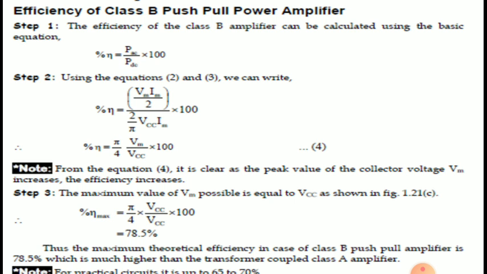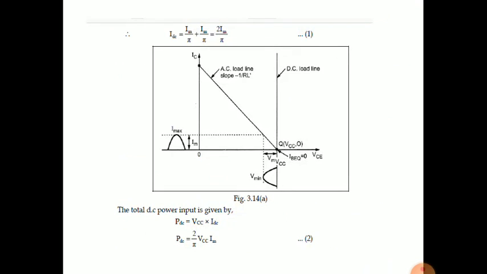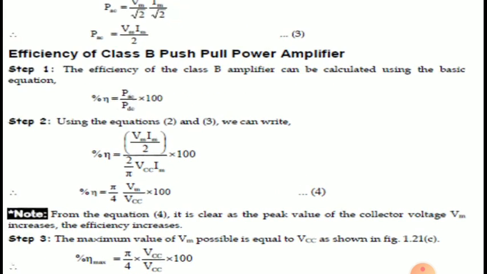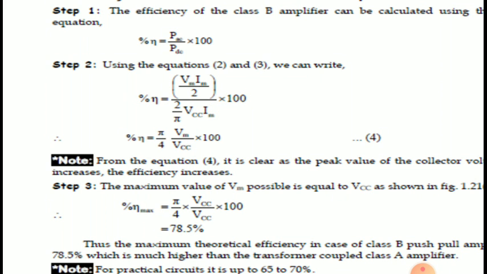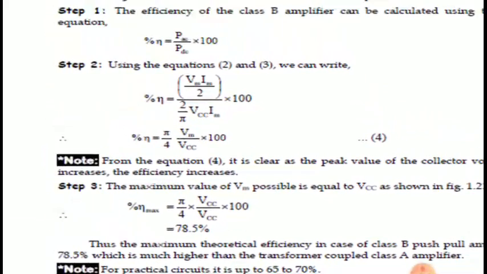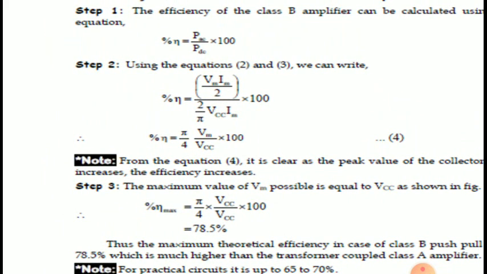The maximum value of Vm possible is equal to VCC, as shown in figure 1.21c. From the graph itself we can see the maximum value of Vm is VCC, the swing. So pi by 4 into VCC by VCC into 100, VCC will cancel and we get pi by 4, which is 78.5%. Pi by 4 into 100, 3.14 by 4, we get 0.785 into 100, which is 78.5%.